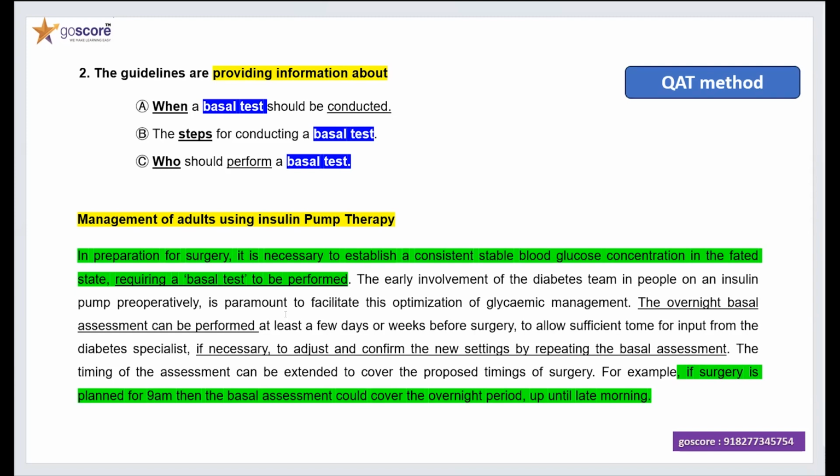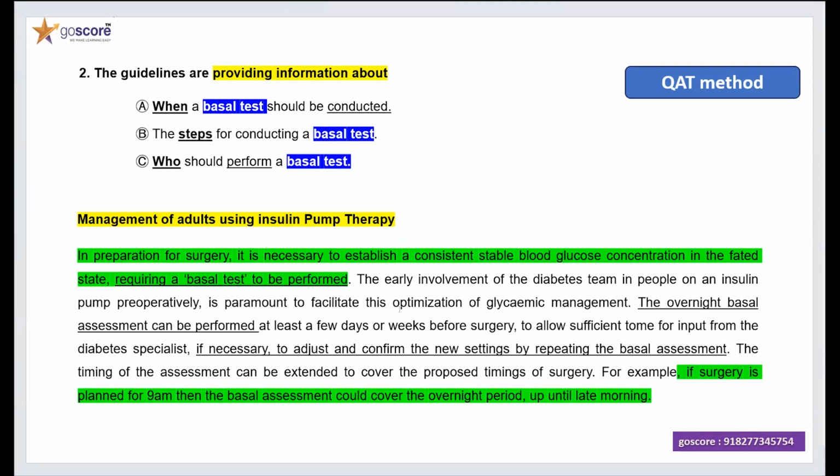The overnight basal assessment can be performed. Okay, overnight basal assessment can be performed at least a few days before surgery, fine, to allow a sufficient input from the diabetes specialist, if necessary, to adjust and confirm the new settings by repeating the basal assessment. The timing of the assessment can be extended to cover the proposed timings for surgery. For example, if the surgery is planned for 9 a.m., then the basal assessment could cover the overnight period up until late morning. So what you have understood from this particular paragraph? Why that is the answer?